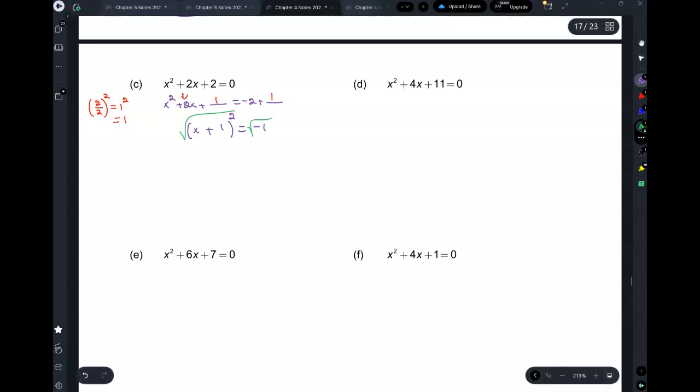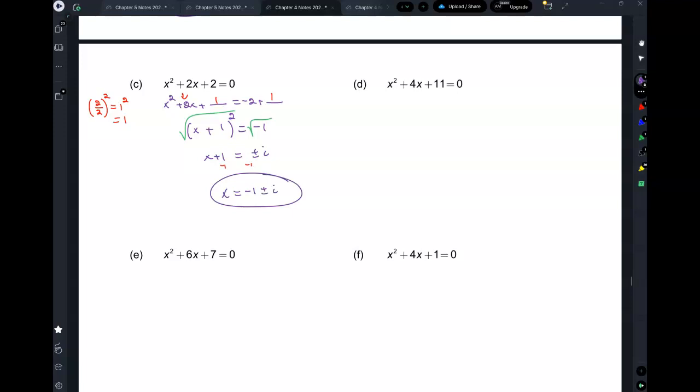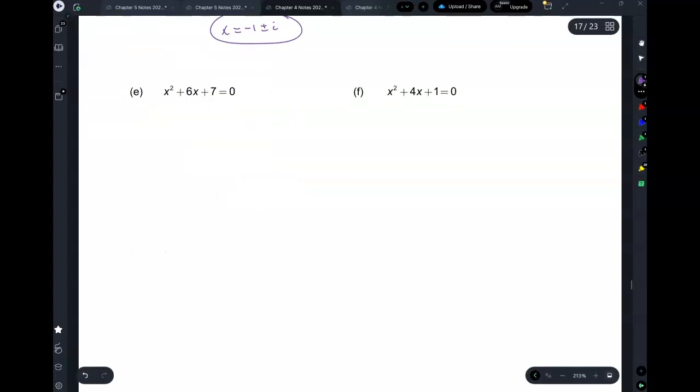Uh-oh. What now? So this gives me x plus 1 equal to, what do I get there? The square root of negative 1 is how much? What did we learn yesterday? Plus or minus i. It's back. This is why we learned it, right? So now, minus 1, x is negative 1 plus or minus i. Right? Okay. You're on your own.